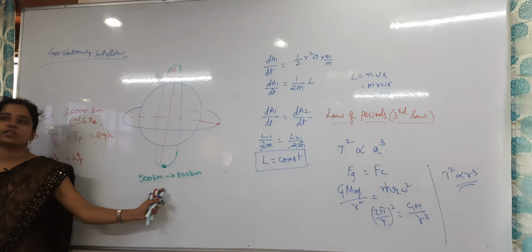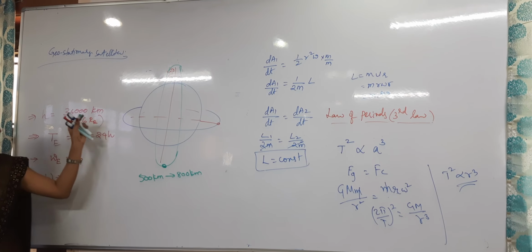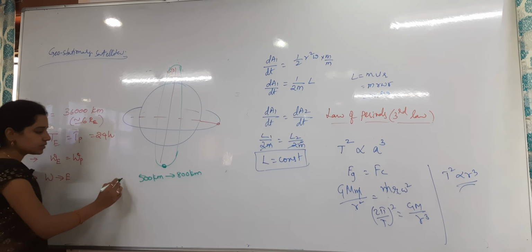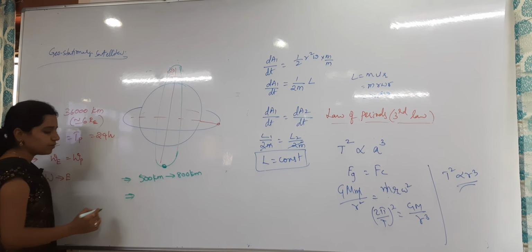How much distance? 500 kilometers to 800 kilometers. But this will be at what distance? 36,000 kilometers. Next one is mainly the time period. Time period will be what?